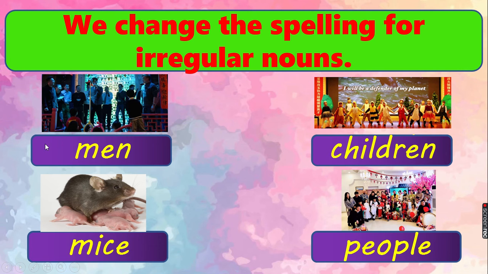Let's read it together, okay? 1, 2, go. Men, children, mice, people. Remember, we don't say childs, we say children. We don't say persons, we say people. We don't say mouses, we say mice.